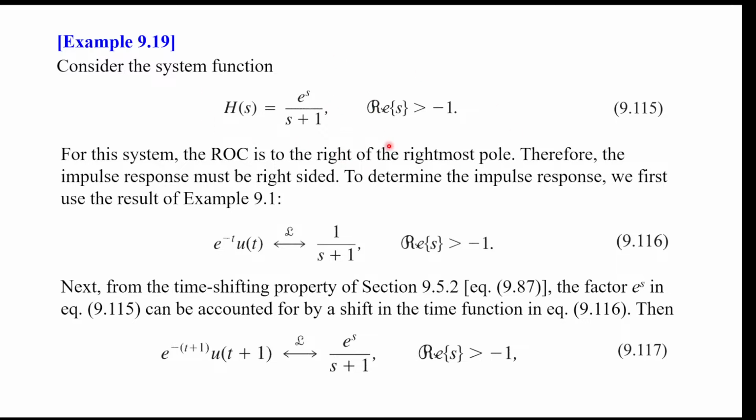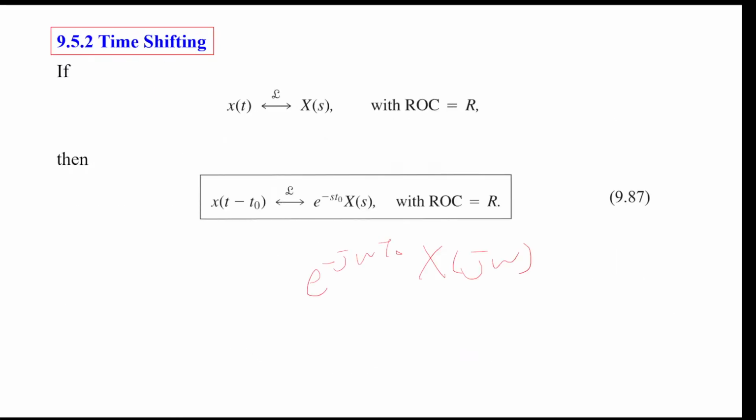We do this by using system properties. We see that this is very similar to the example we just talked about. 1 over s plus 1 inverse Laplace transforms to e to the minus t u of t. To go from 1 over s plus 1 to e to the s over s plus 1, we use the time shift property that we talked about in this class.